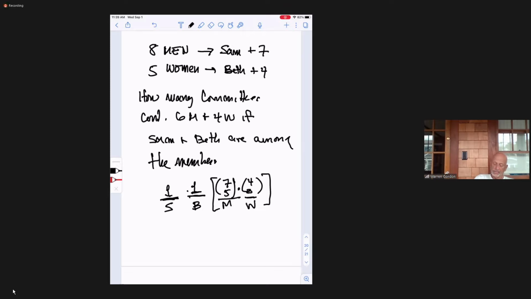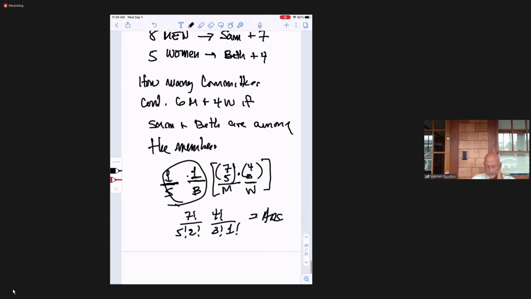So by choosing Sam and Beth, you don't even have to write this part of it down. This is just 1. The problem just becomes 7 factorial over 5 factorial times 2 factorial, times 4 factorial over 3 factorial times 1 factorial. And that would give you your answer.